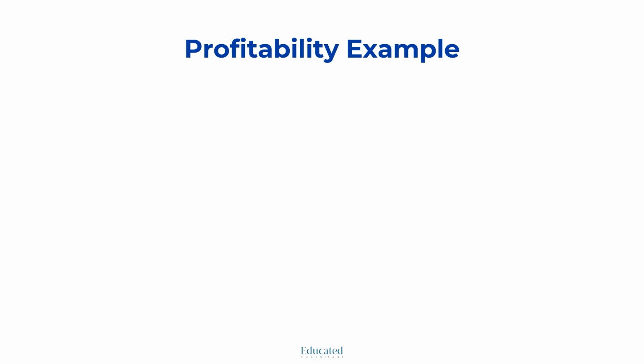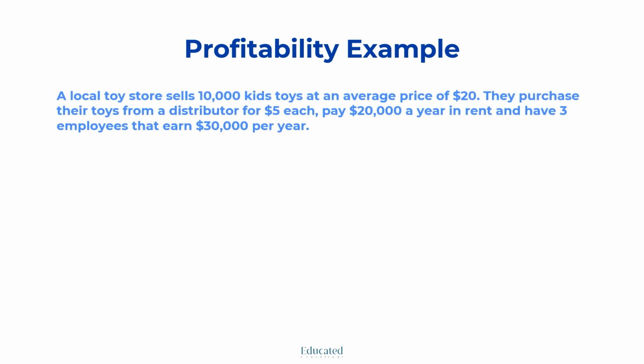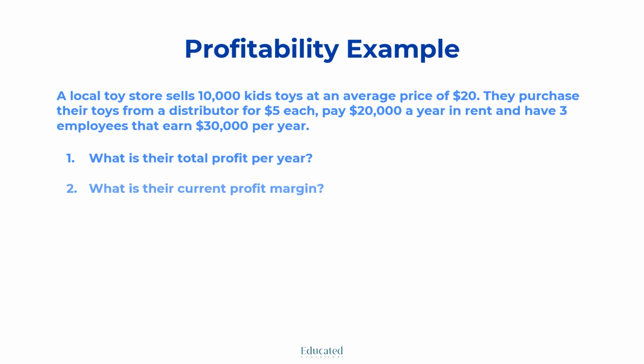The example is: a local toy store sells 10,000 kids' toys at an average price of $20. They purchase their toys from a distributor for $5 each, pay $20,000 a year in rent, and have 3 employees that earn $30,000 per year. From this example, we have been asked: 1. Calculate the total profits per year, and 2. Calculate their current profit margin.